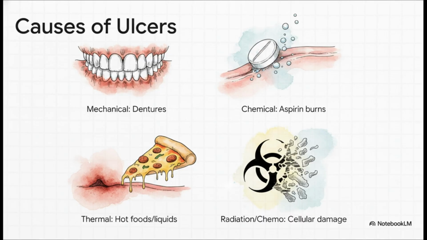But look closely at those other categories. Chemical burns are a surprisingly huge one. Patients will literally place a whole aspirin tablet directly on their mucosa thinking it'll cure toothache, and boom, severe coagulative necrosis. Thermal burns are classic too. Hot, sticky foods like pizza cheese roasting the hard palate or hot liquids burning the tongue.